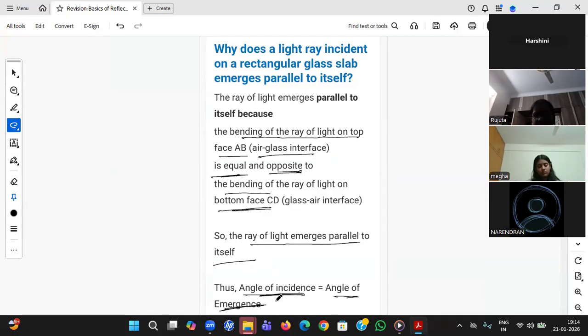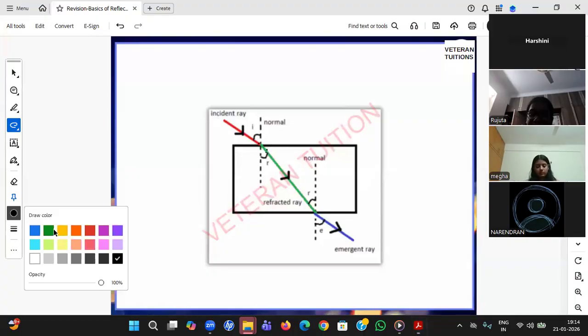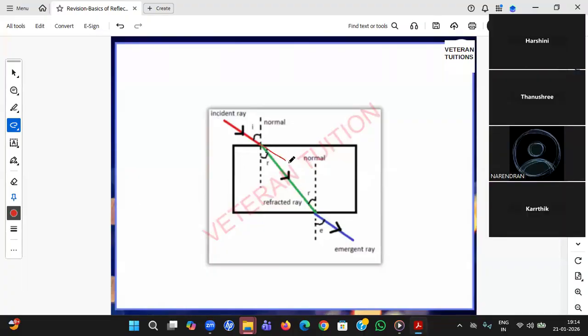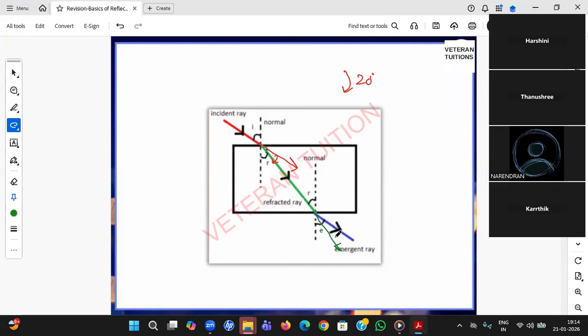Sir, I didn't understand what opposite to the bending means. You see here it has bended. This was my incident ray. It would have gone straight, but it has bended 20 degrees clockwise. Here the green light would have gone like this, but now the green light became blue light by moving anti-clockwise 20 degrees. So both are bending equal but opposite. Okay, sir. Both are bending equal but opposite.